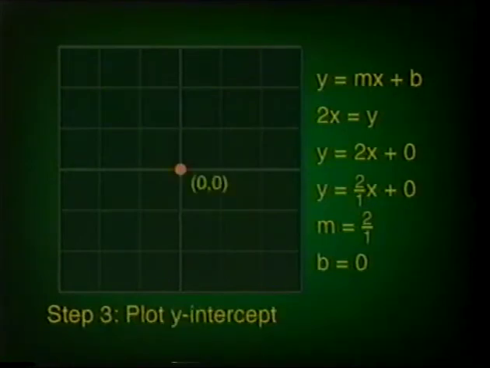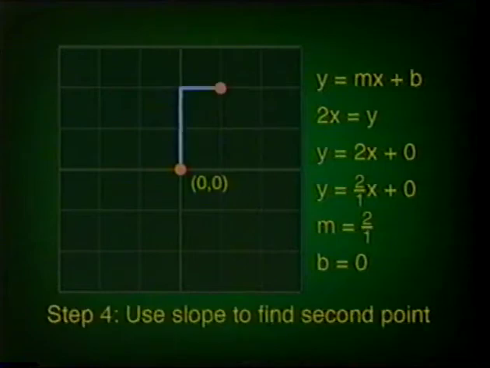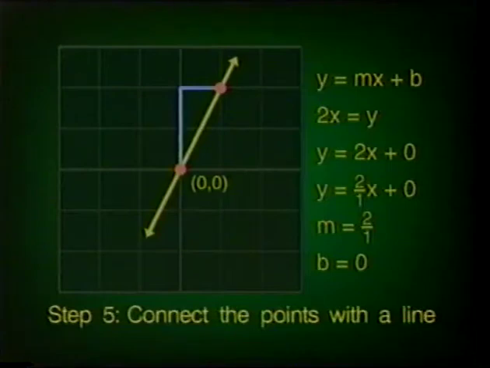Then, on the graph, start at the y-intercept. In this case, the y-intercept is 0, or coordinates 0, 0. Using the slope, plot the next point. The slope of 2 is easier to use if it's expressed as a fraction, 2 over 1. This tells you the rise over run, a rise of 2 and a run of 1. And then draw the line by connecting the 2 points. That is how a graph is plotted.